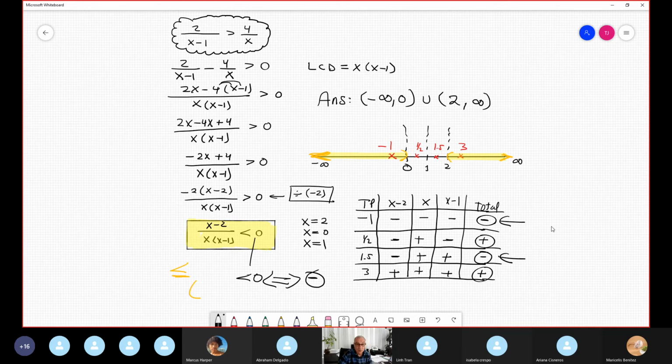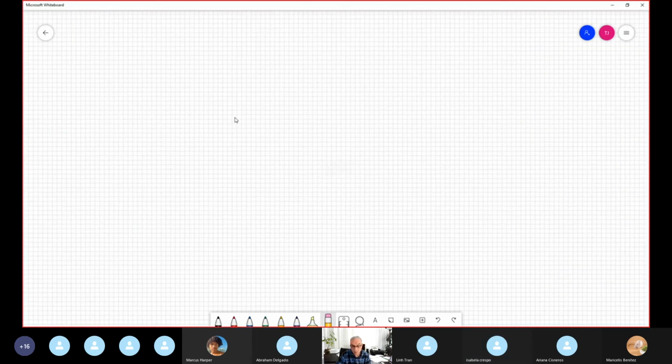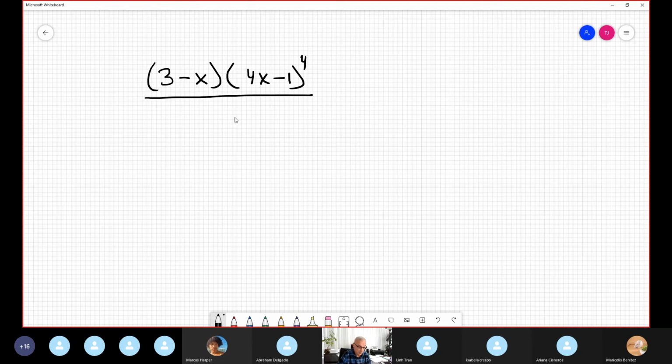Let's do one more. Two more. Okay. Everyone follow me so far? Yes. Okay. Let me complicate a little bit. Look. Suppose we have (3 minus x)(4x minus 1) raised to the 4th power, divided by (x plus 2) squared, and this is less than or equal to 0. What do you think?